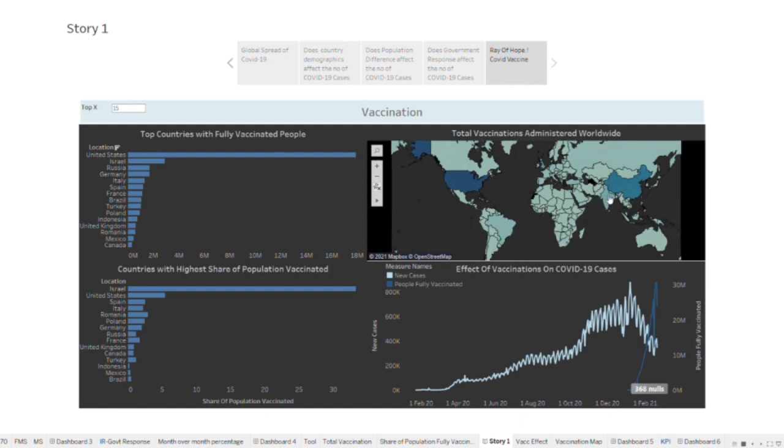And to the most pressing question, does vaccinating people have any effect on the number of COVID cases? Apparently, they do. As you can see here, I've plotted the trend of both the rate of vaccination and the rate of new cases. And since the vaccination have started, there is indeed a significant decrease in the number of cases. It's really a ray of hope. Yay, way to go, people.